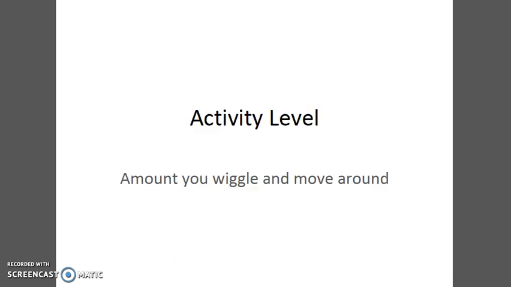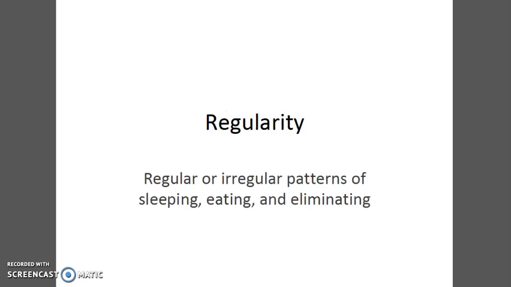First is activity level. Children differ in how active they tend to be. This is referring to the amount of movement and level of activity. We can see this in young children by how much they wiggle and move around. Regularity is referring to biological rhythms and is the regularity or irregularity of things like eating, sleeping, toileting. Some children are right on schedule with these things, while others can be completely unpredictable.